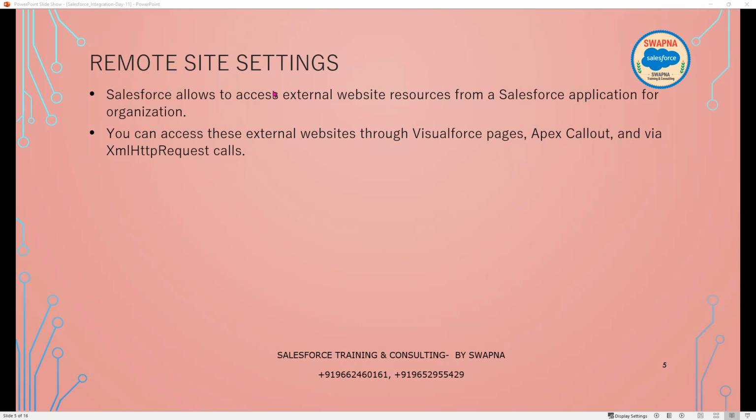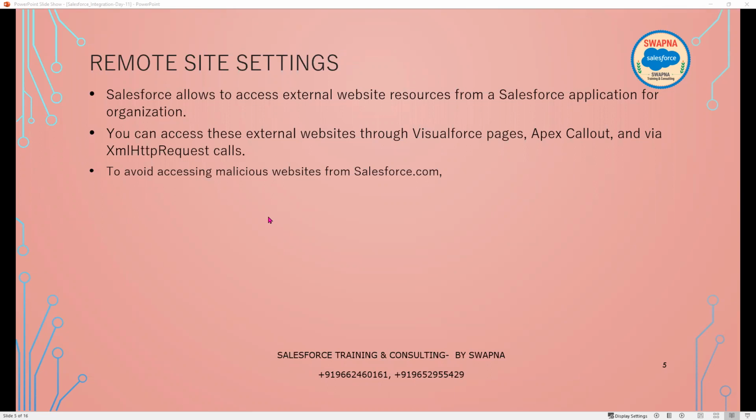Now, why do I need to register the third-party URL in the remote site settings? It is to avoid accessing any kind of virus or malicious website from Salesforce.com. As soon as I create a record in the remote site setting, Salesforce is going to cross-verify all the information from the backend.